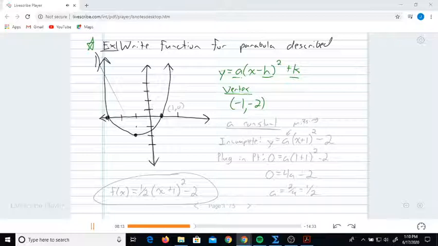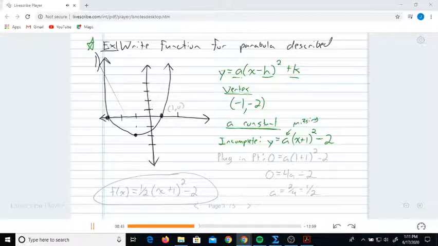Okay, so that means we can now move on to the a constant out front, or the leading coefficient. So if we look at our incomplete equation, we have y equals a times x plus 1, minus 2. That plus 1 is very important. Remember, the x coordinate of the vertex is going to be the opposite of what you see there. So that's incomplete because we are missing that leading coefficient.